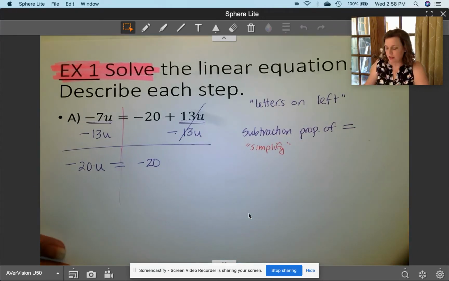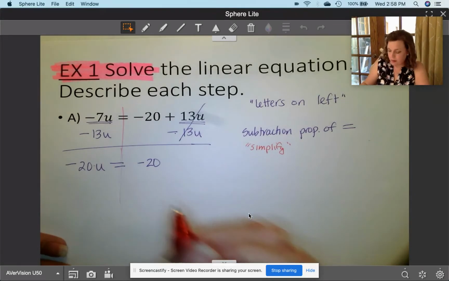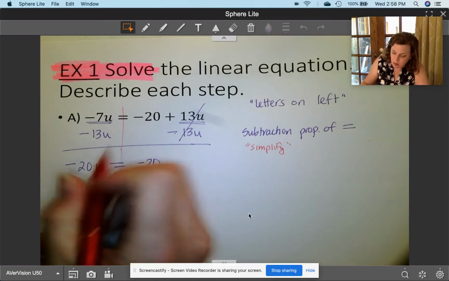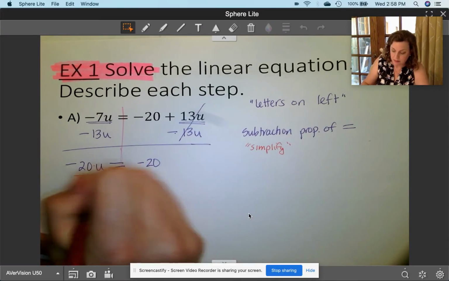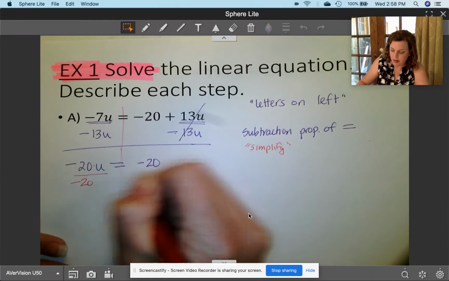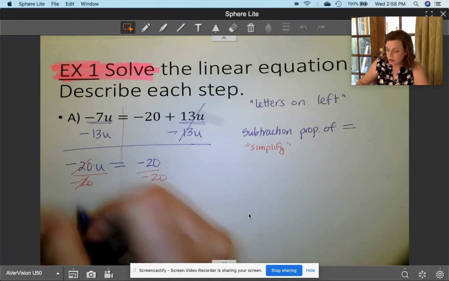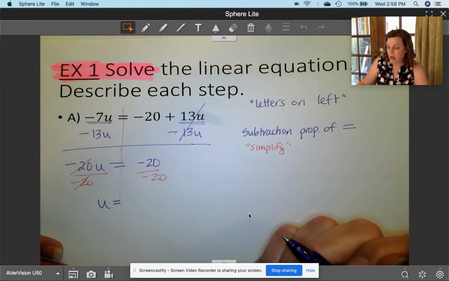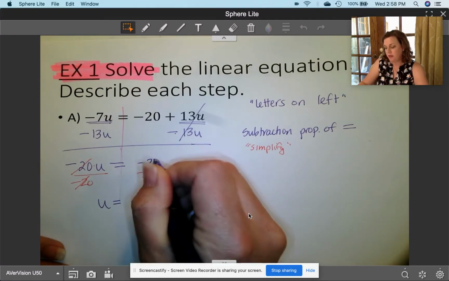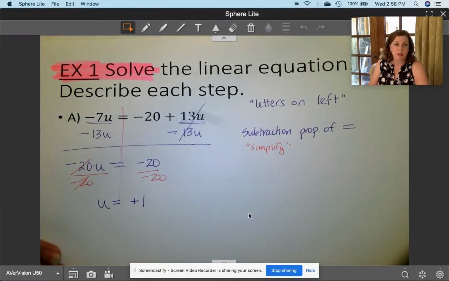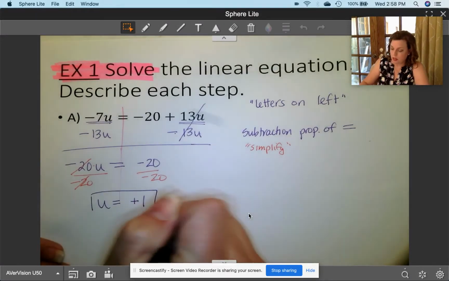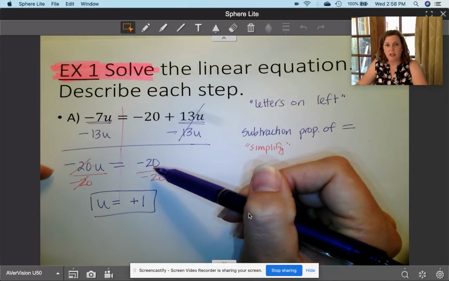I can't quite remember. I should have checked first, but I forgot. I apologize. And so now we want to go ahead and get rid of this negative 20. We're going to divide by negative 20. And so on the IXL work today, negative divided by negative is positive, and 20 goes into itself one time. So we get a 1. U equals 1.